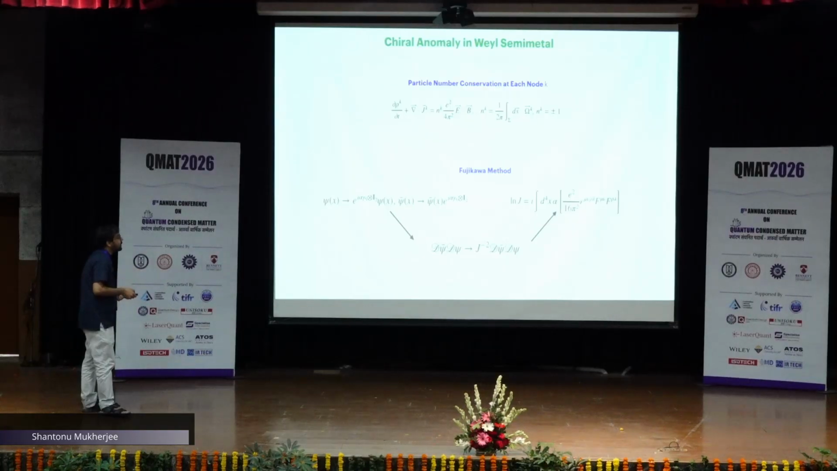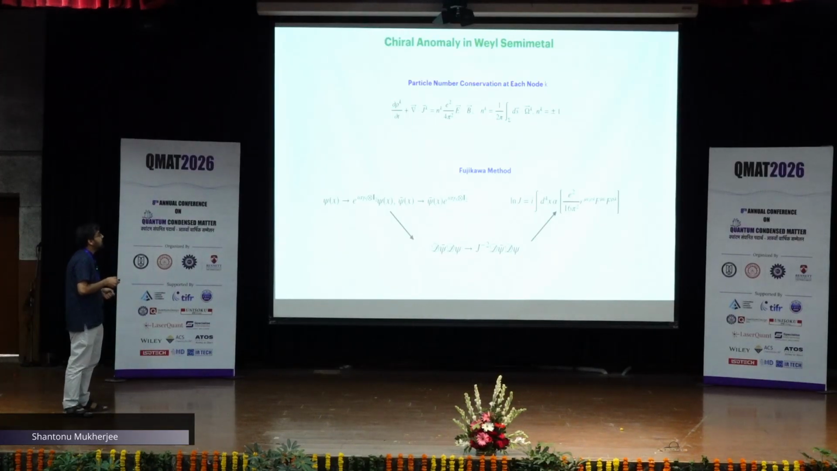So, in the condensed matter context, chiral anomaly is often expressed by this equation, which is basically the charge conservation equation at a given node k. And as we can see, on the right hand side there appears a term which shows that in the presence of parallel electric and magnetic fields, the charge conservation at a given node is violated, and the degree of violation is proportional to the topological charge of the node.